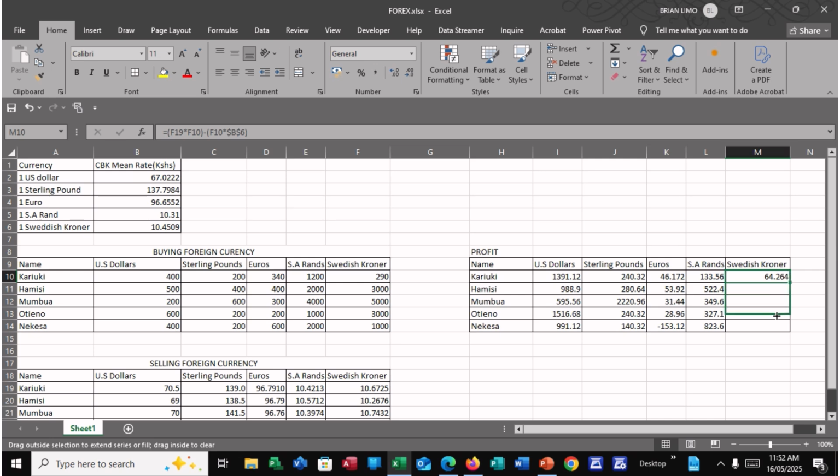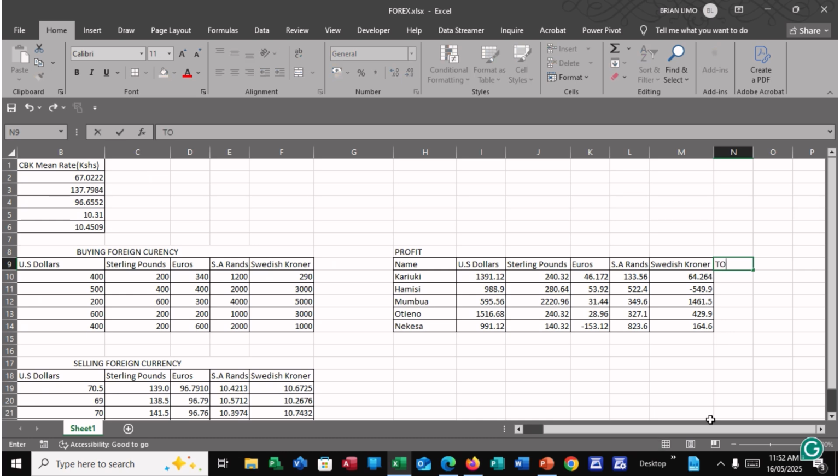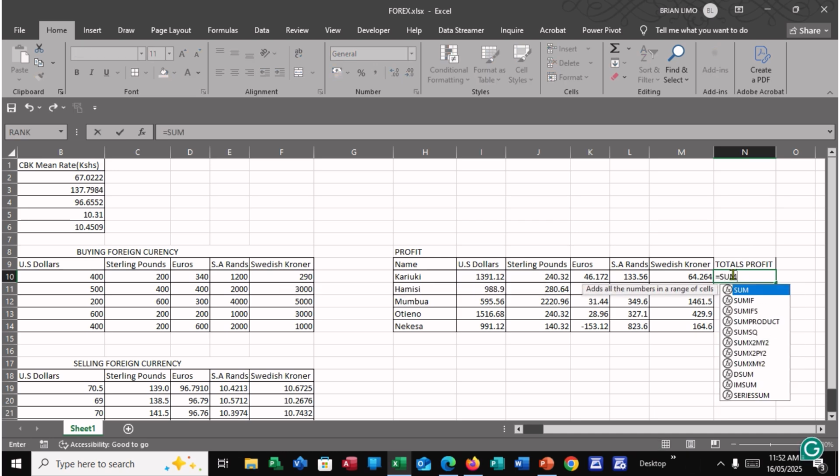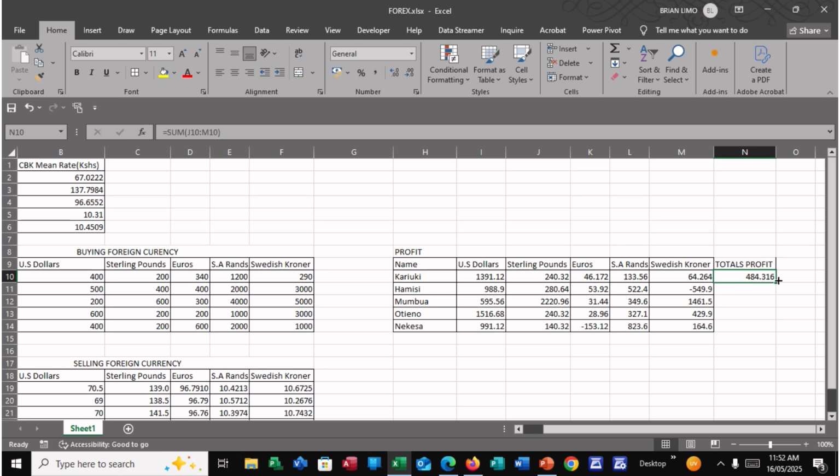So this one is the profits made by each of them, and then here I can just indicate your column, total profit, for each individual. The total profit is equal to, I can use a function or a formula, sum. Let me use a function, sum from this cell to the last cell, close my bracket, enter. So it will sum each one of them, like that one.